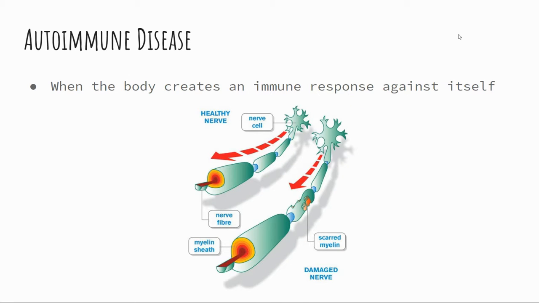Autoimmune disease, this is when the body creates an immune response against itself. Nothing's really wrong with the body, but the body thinks it is. And so the body's basically going to attack itself, which in turn is going to weaken the defense system of the body, which will cause the body to get sick by something that it shouldn't get sick by. Long story short there. And that is the end of Unit 6.